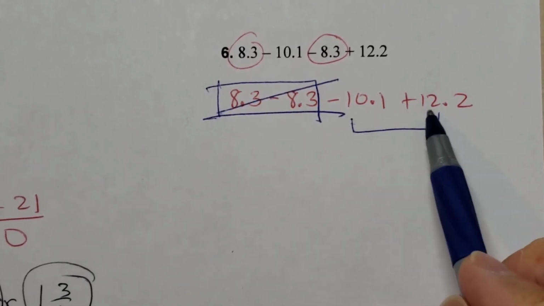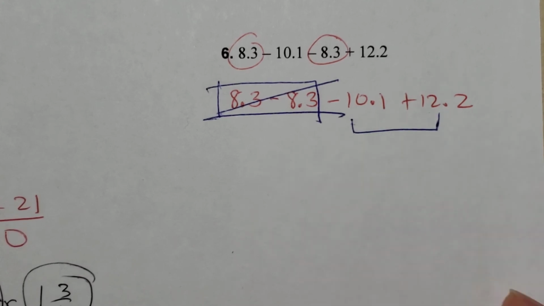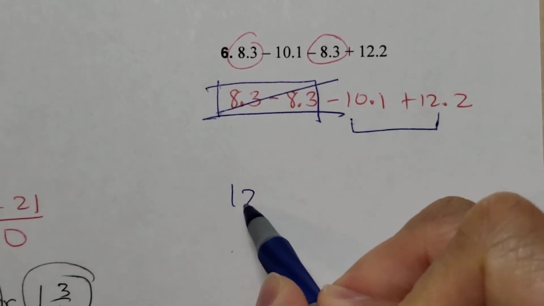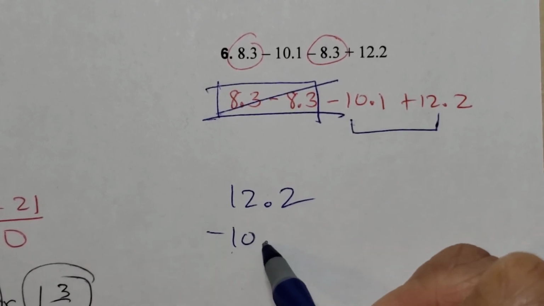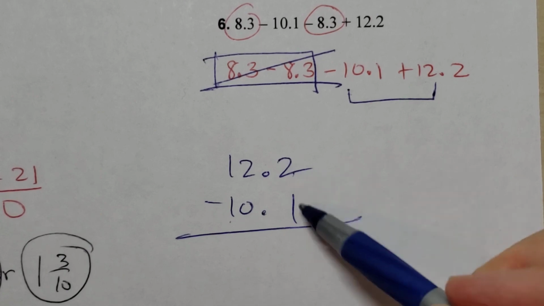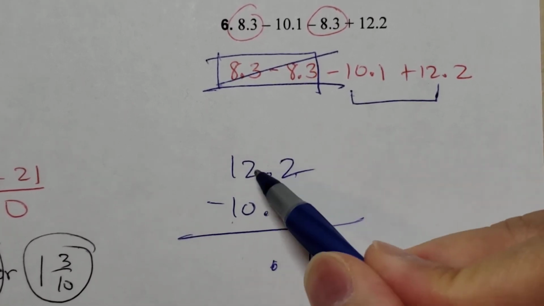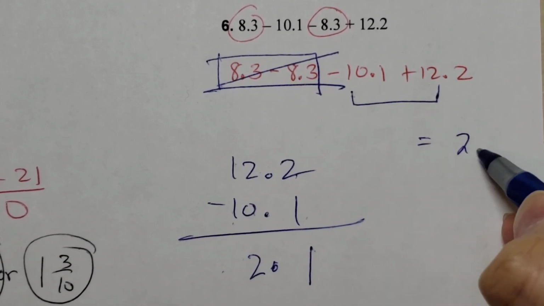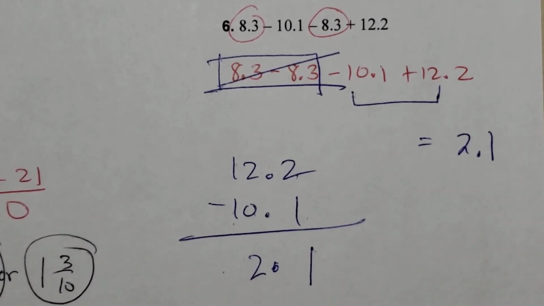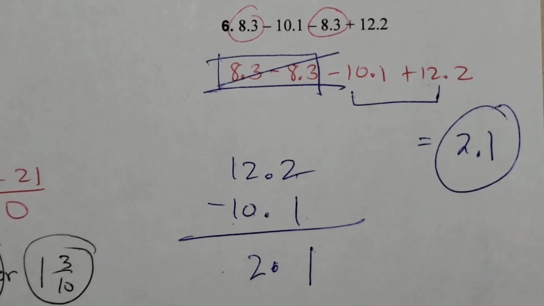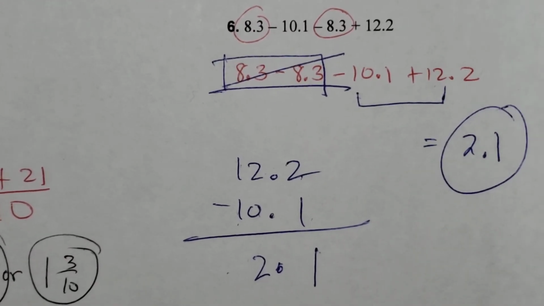Now we know this is an addition problem with different signs, so what we do is subtract the bigger magnitude minus the smaller magnitude. Make sure you line up the place value. 2 minus 1 is 1 in the tenths place. 2 minus 0 is 2. 1 minus 1 is 0. So the answer is 2.1. Is it positive or negative? Yes, it's positive because this has a bigger magnitude. The answer is 2.1. All right.